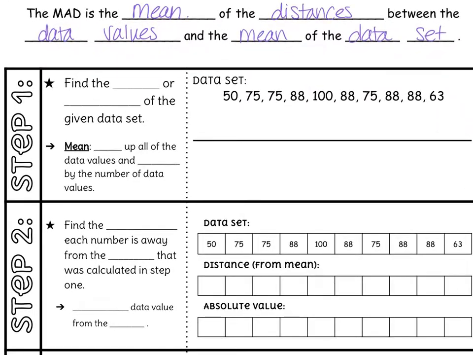So let's talk about what that means, because that's a lot of words. The first thing that we are going to do is find the mean, or the average, of the data set given. So what we need to do is add up all of the values that we are given and then divide by how many values we added together. One thing I want you to note is that this symbol right here, the X with a bar over it, is the symbol for mean or average.